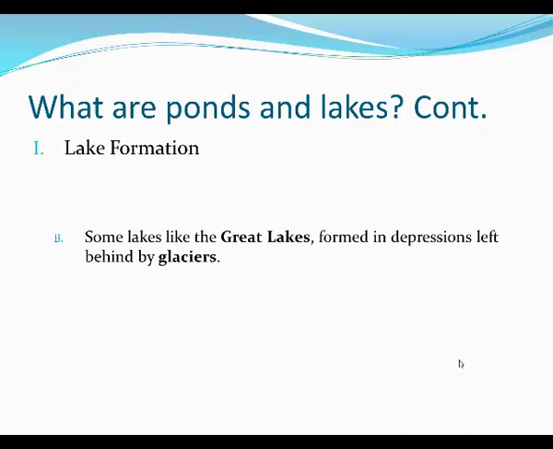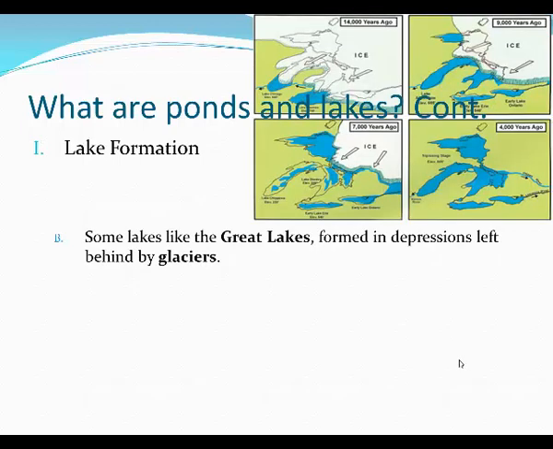Some lakes, like the Great Lakes, are formed by depressions left behind by glaciers. So you can see in this picture, it shows over time glaciers advance, cutting deep gouges into the ground. As temperature increases and those glaciers recede, they take sand and sediment from the surface of the ground with them, and it eventually leaves behind a large depression where water can hold.